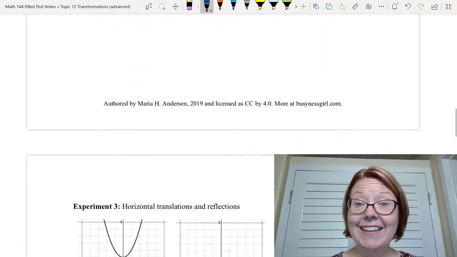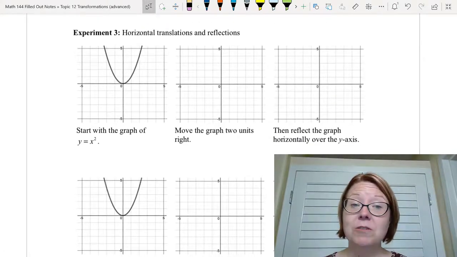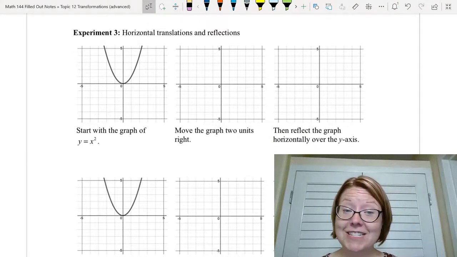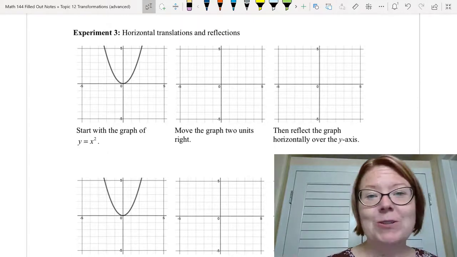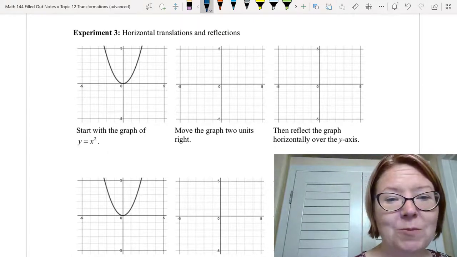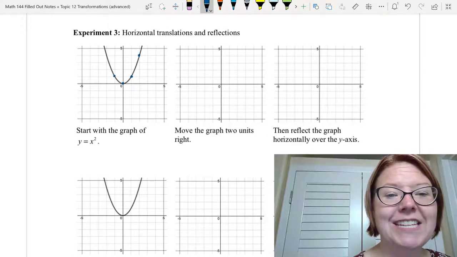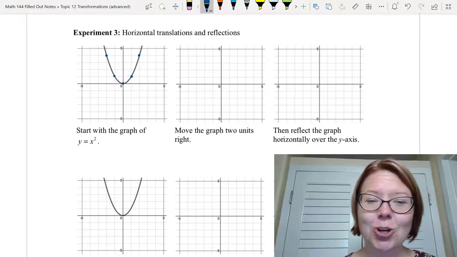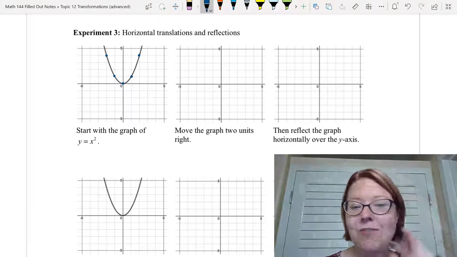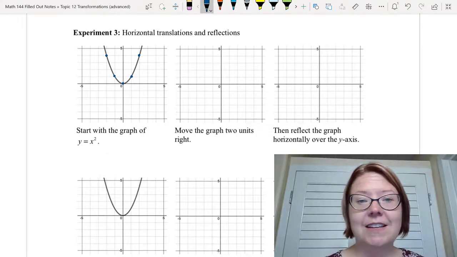Okay, experiment number three. Now we'll look at horizontal translations and reflections. Again, we're starting with y equals x squared. You should probably know this one by heart now. We tend to use it a lot in math because it's easy to draw. Let's start by moving the graph 2 units right.